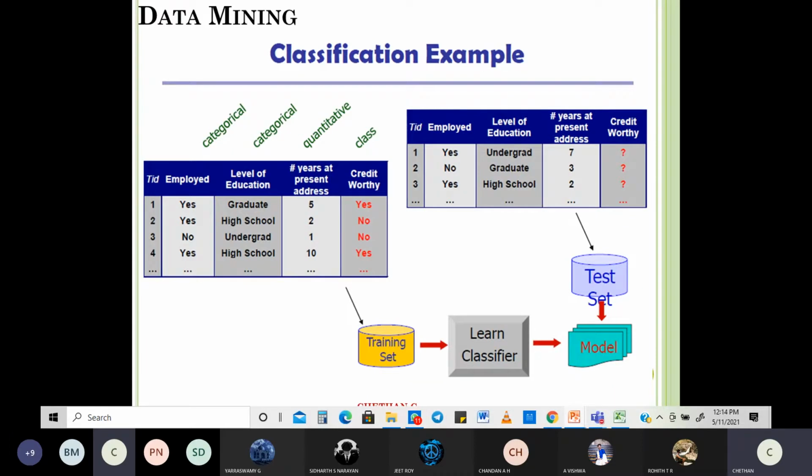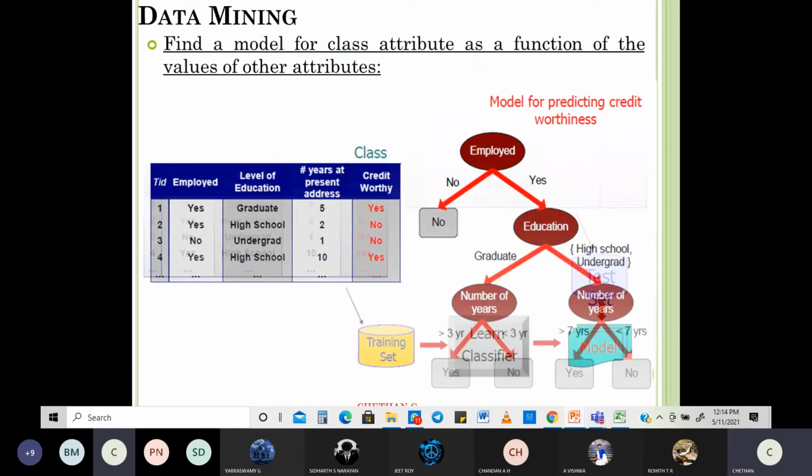In our yesterday's class we were talking about data mining tasks. In data mining tasks we were talking about prediction and description. Two tasks. In prediction, what are the tasks that you have? In description, what are the tasks you have? And now in today's example, we are going to look into what is known as classification.